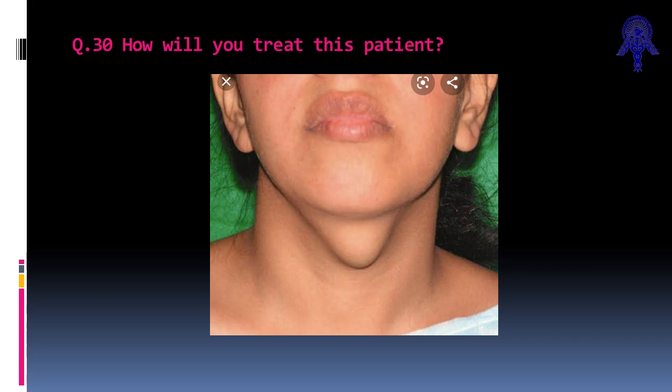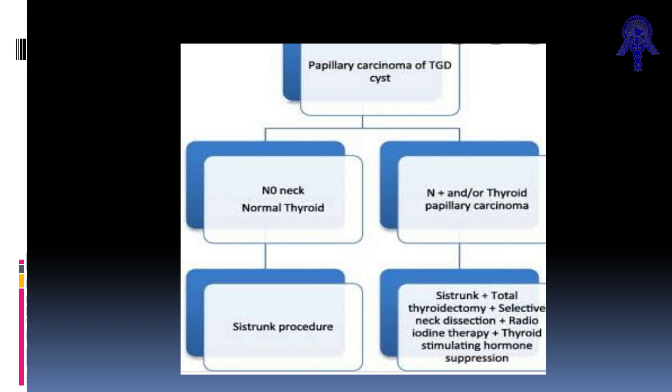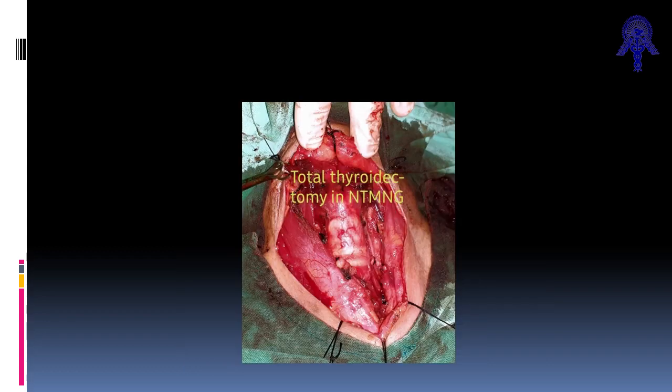Sistrunk is not the end surgery. If the patient has an N0 neck and normal thyroid, Sistrunk will be the end procedure. If, however, there is any evidence of nodularity in the remnant thyroid gland, or there is N+, that is any evidence of metastasis in the neck, you have to go for total thyroidectomy with neck dissection followed by radioiodine ablation and TSH suppression. In this presentation, I have not discussed the radioiodine part, so I think this is enough. Thank you.